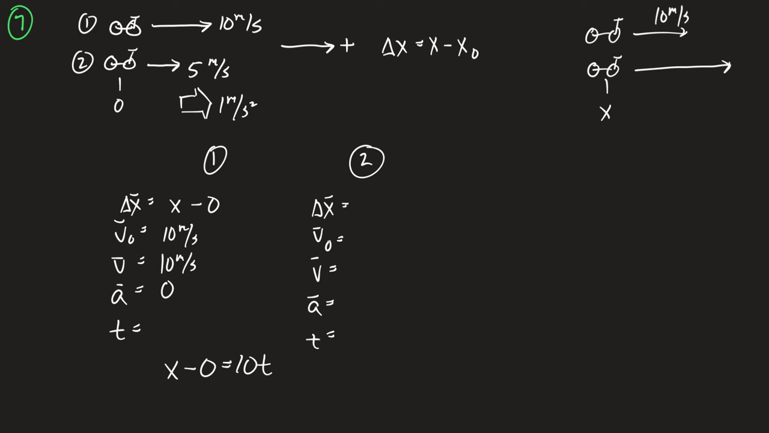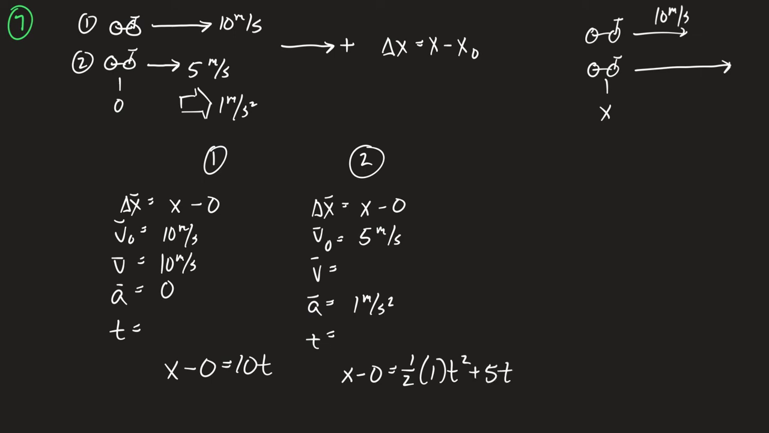Let's see. X minus 0. Again, I'm going to break out the delta and make it x minus x naught. Initial velocity 5, and it's positive. Final velocity unknown, but the acceleration is 1 meter per second squared. Seems to me I could bring these things together too. If I ignore the final velocity, I could write x minus 0 equals 1/2 a t squared plus v naught times t.